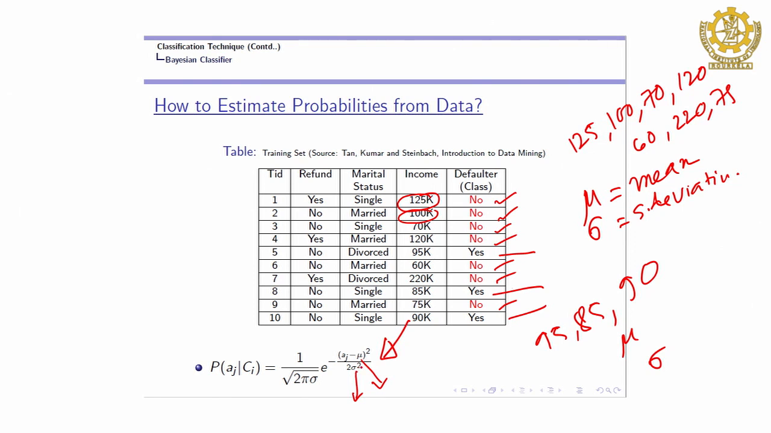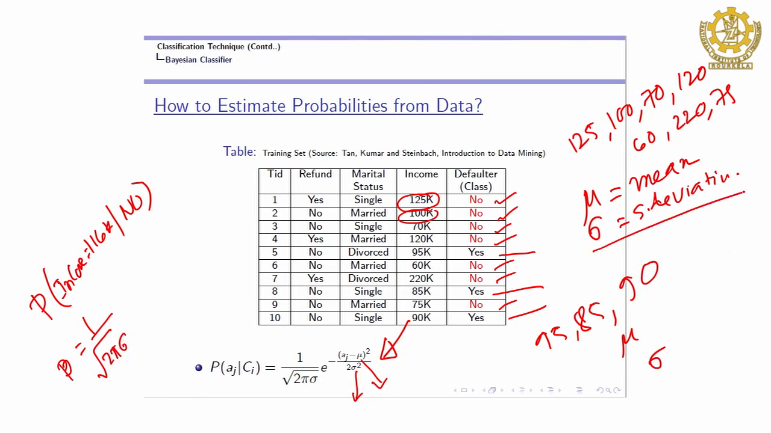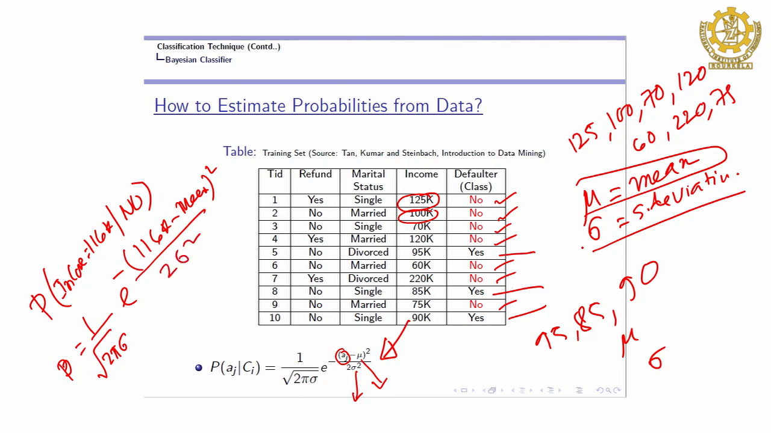How do you use these values? I have to compute the probability of income 116k given class No. The probability of this value is equal to 1 over the square root of 2 pi sigma, where you compute the standard deviation, times e to the power minus (a_j minus mu) squared divided by 2 sigma squared. Here a_j is the specific value, that is 116k, and mu and sigma you get from the class statistics. Whatever value comes out is the probability for 116k.